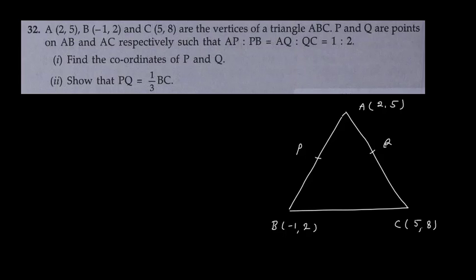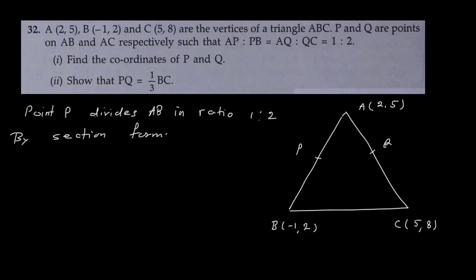So here point P divides AB in ratio 1:2. So by section formula we can write the coordinate of point P.